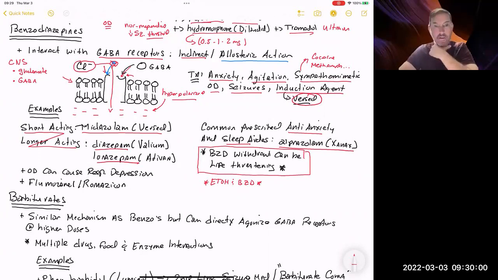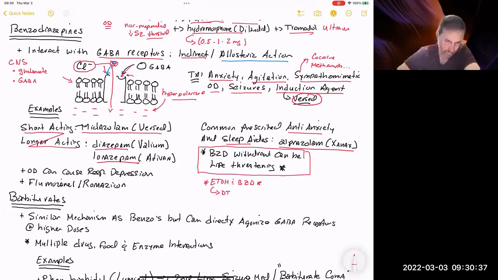Same thing that we see with ethanol withdrawal, because alcohol also interacts with GABA receptors to cause central nervous system depression. So when the alcohol goes away, you have a very similar process occurring. And when that occurs in alcohol withdrawal, we call that delirium tremens, right? DT or delirium tremens. And it's a similar thing: seizures, anxiety, hallucinations.